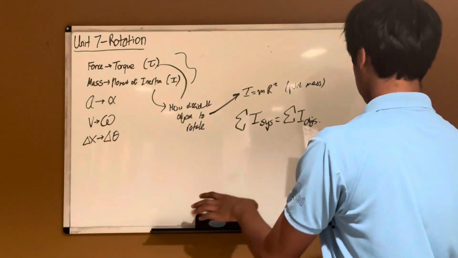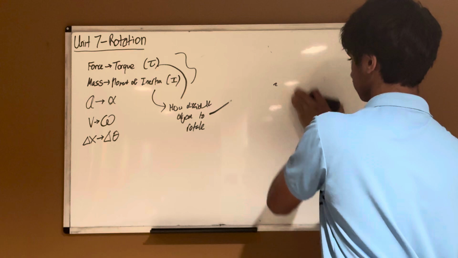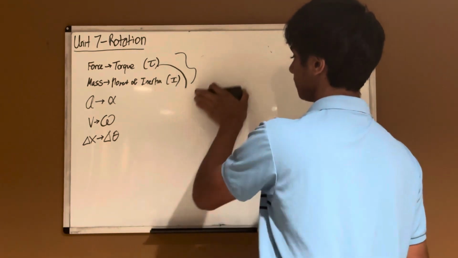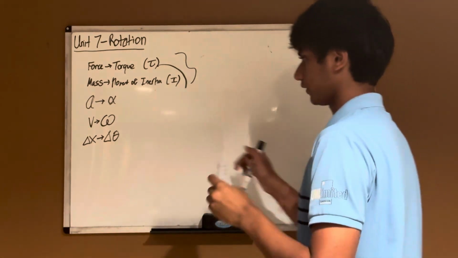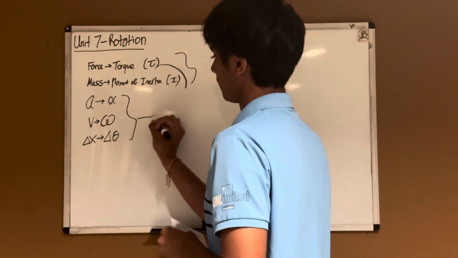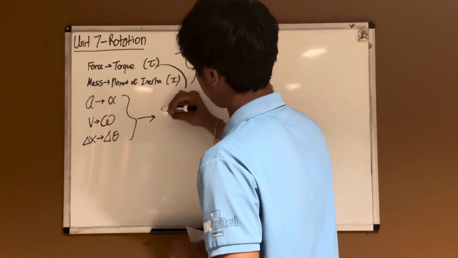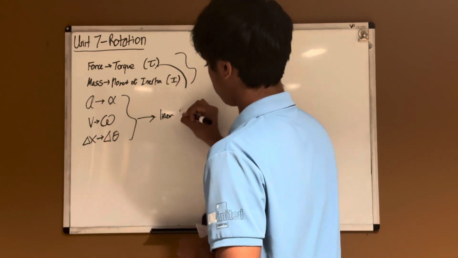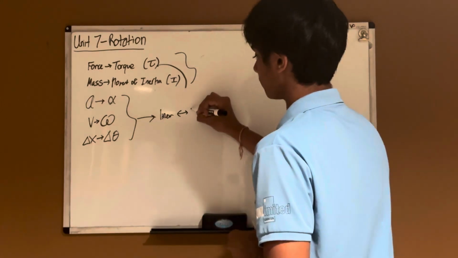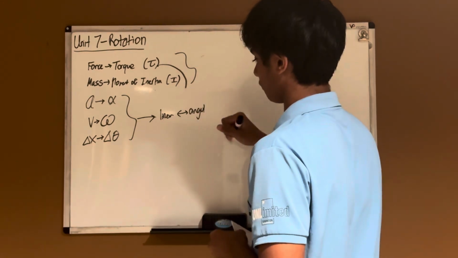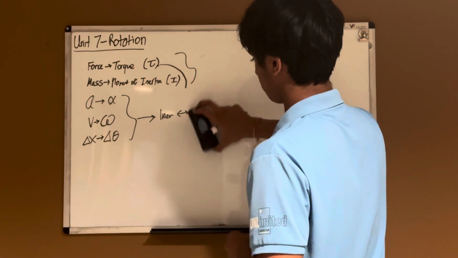Okay, next. So we did torque, we did moment of inertia. Now let's look at these and see how we can convert them into linear. We want to convert linear to angular terms, or rotational, might be a better word.